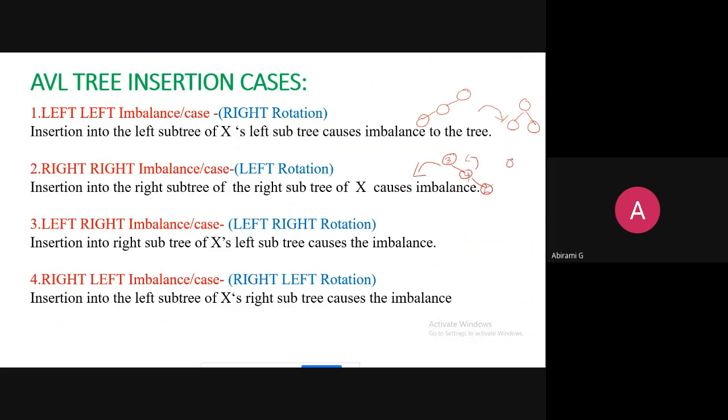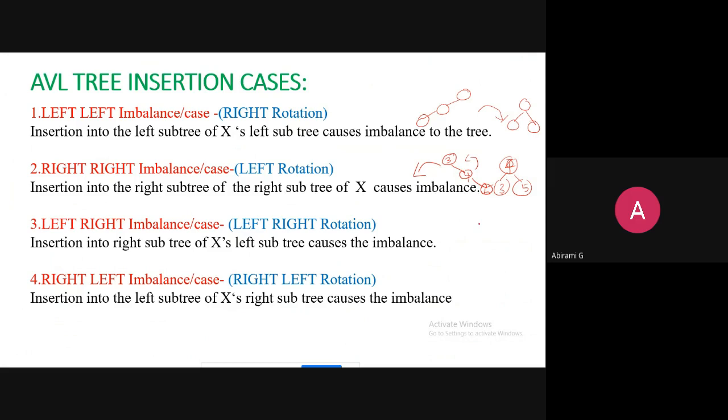Means 4 will go here, then 3, then 5 here. Single rotation. So we have to pull this 3 down, 4 will go. This is a single left rotation. If it is left-left imbalance, left-right imbalance, then it triggers left-right rotation.